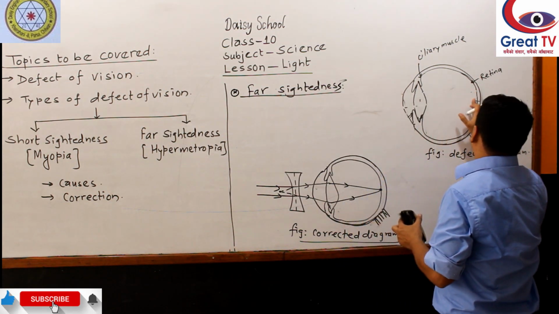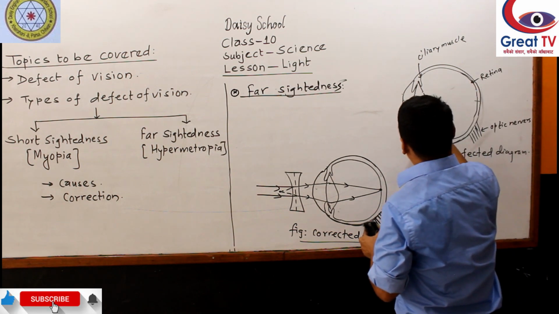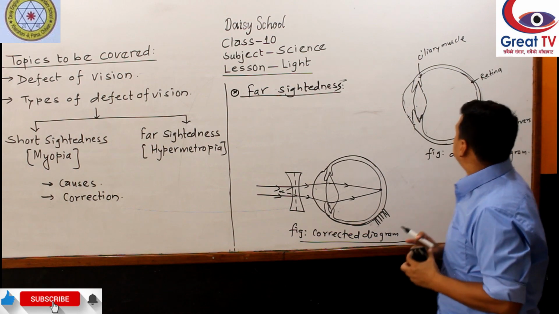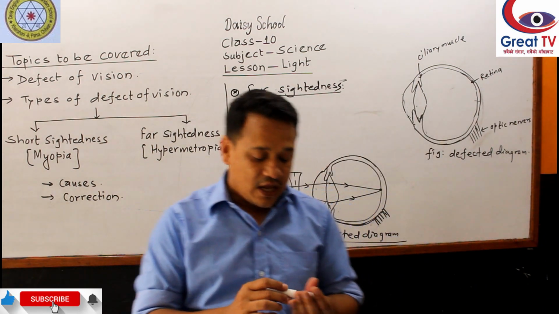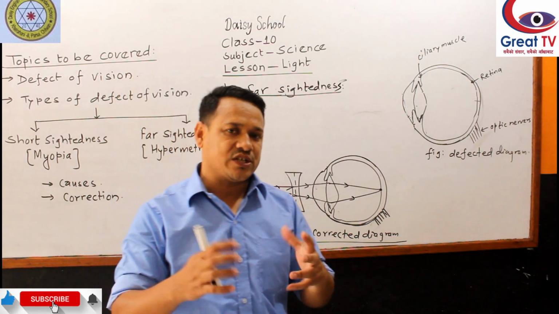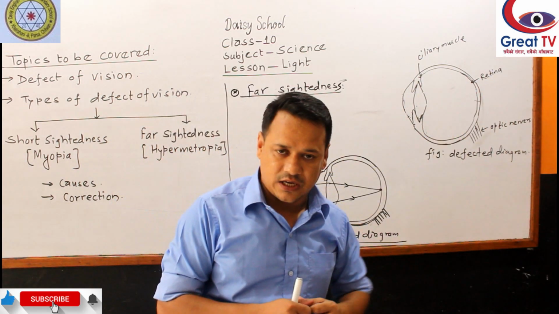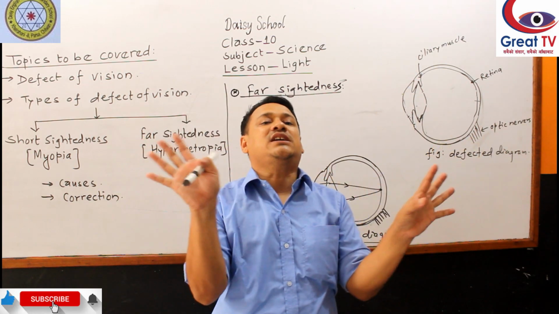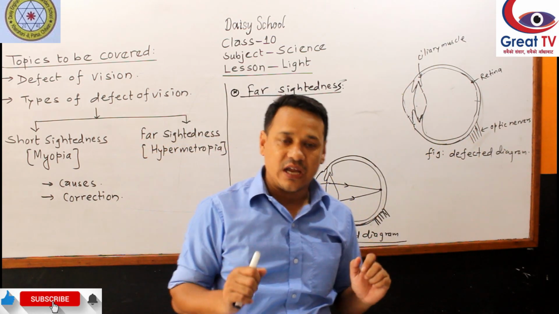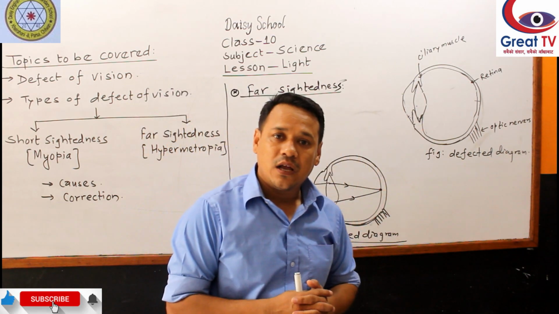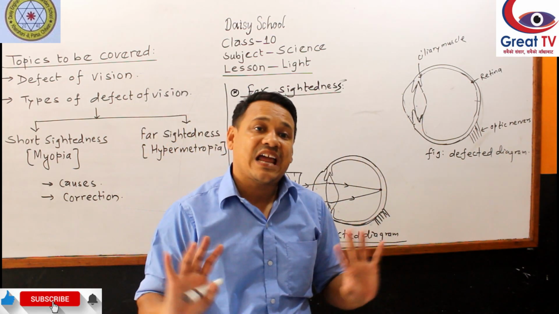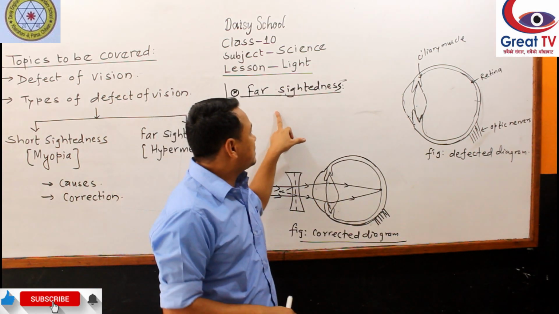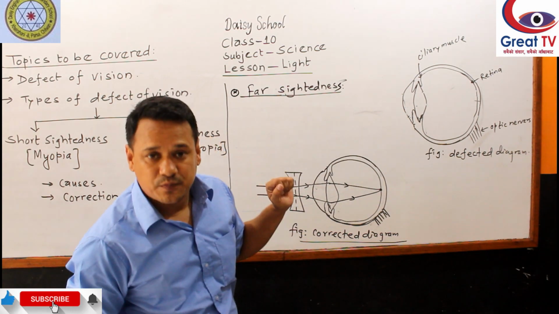So in far-sightedness, far means long distance, and sighted means can be seen clearly. Far-sighted means such a type of defect of vision in which a person can see far objects clearly but cannot see near objects clearly. Far objects can be seen clearly but near objects are blurred. This type of defect of vision is called far-sightedness or hypermetropia.